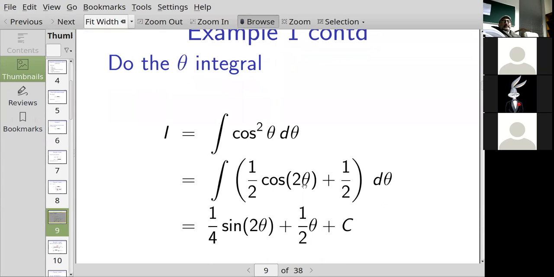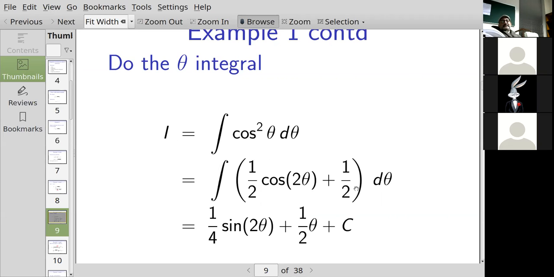Now remember your double angle formulas. What was cos 2 theta? Cos squared minus sine squared theta. Yeah, cos 2 theta, just in terms of cos theta and sine theta, is cos squared theta minus sine squared theta. And then you can manipulate that to get that cos squared theta is the same as 1/2 cos of 2 theta plus 1/2. So I replace cos squared theta now by 1/2 cos of 2 theta plus 1/2.